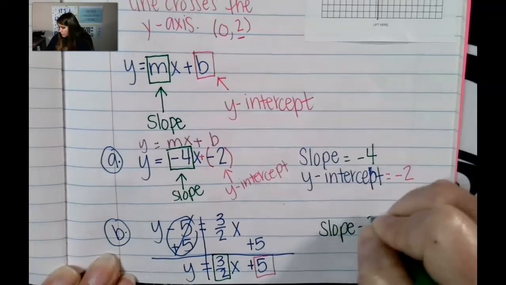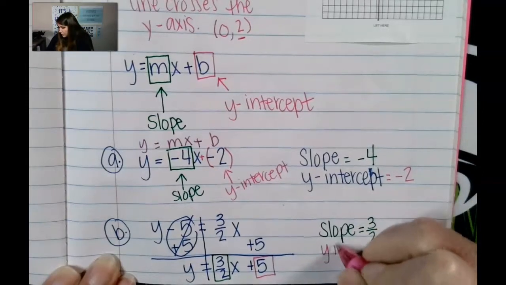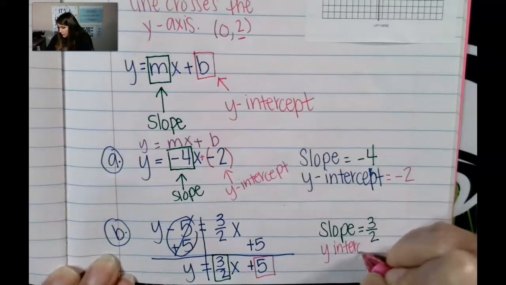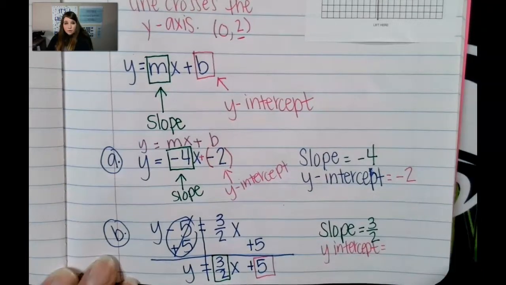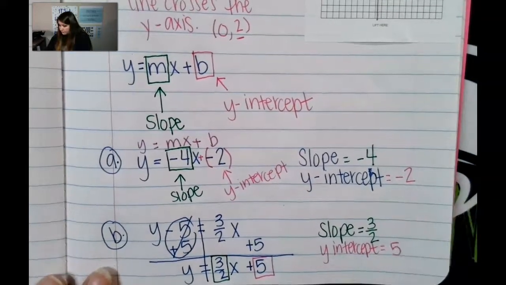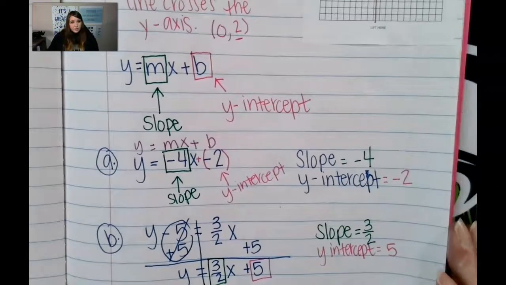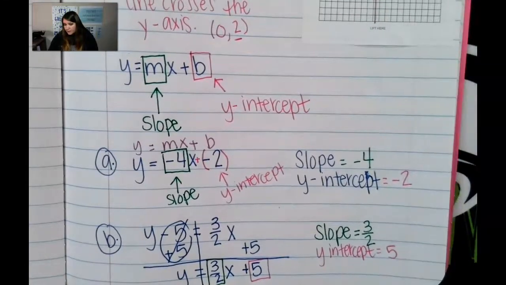So we can just rewrite this now. Slope equals 3 over 2. And our y-intercept is in the b spot, which makes absolutely no sense, I know that, which equals 5. All right, so b.